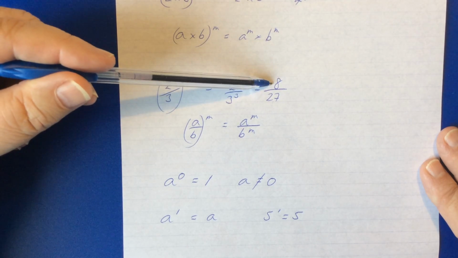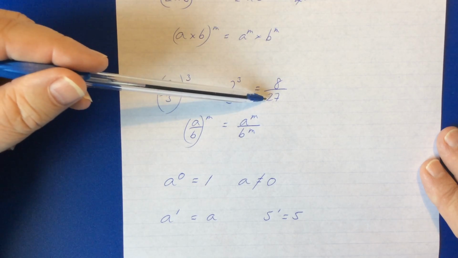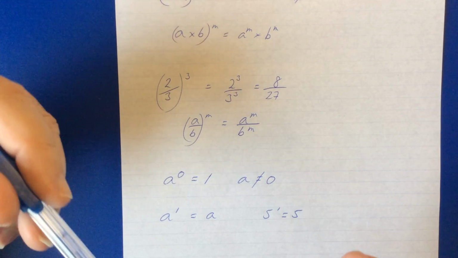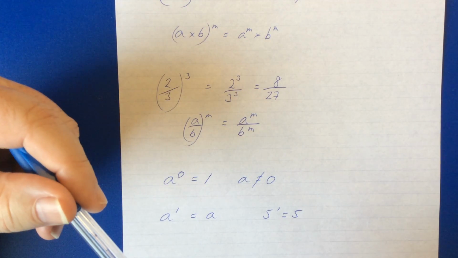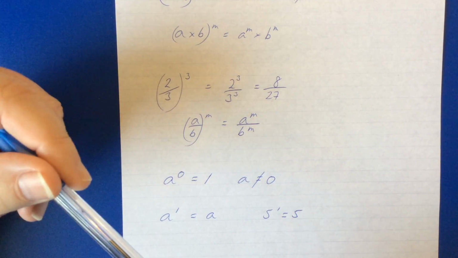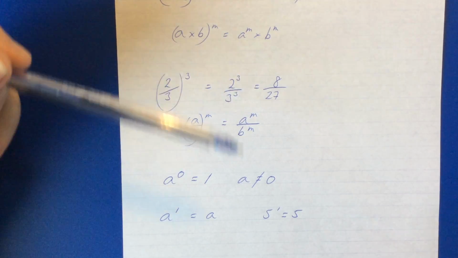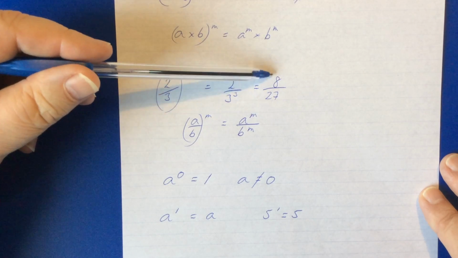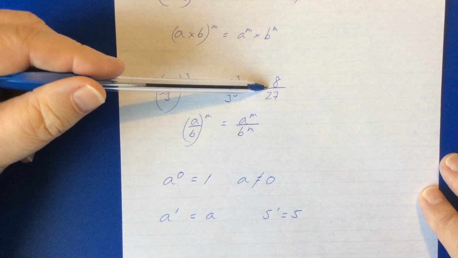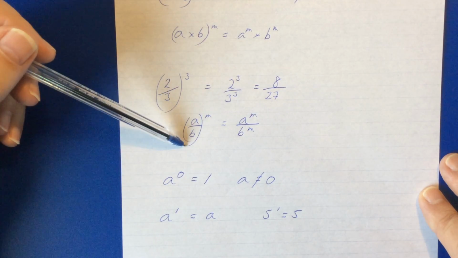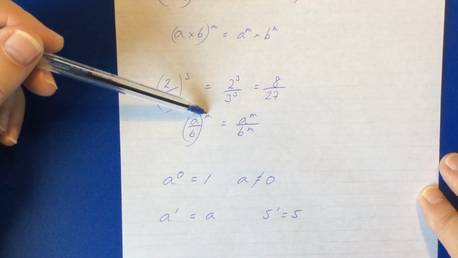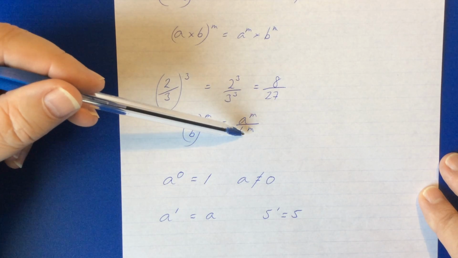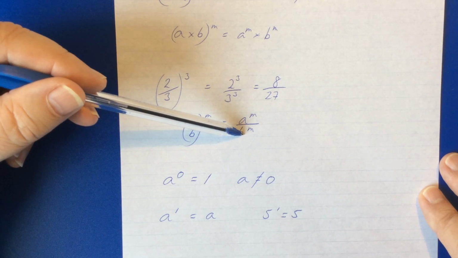2 to the power of 3 is 8. 3 to the power of 3 is 27. 3 times 3 times 3. So 3 times 3 is 9. Nearly forgot that. 9 times 3 is 27. 2 times 2 is 4. Times 2 is 8. So that is equal to that. Written out algebraically, a over b to the power of m is equal to a to the power of m over b to the power of m.